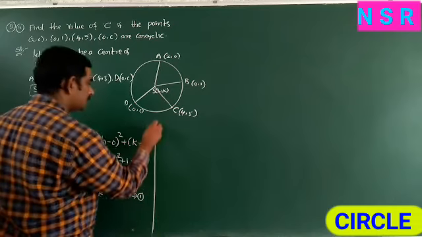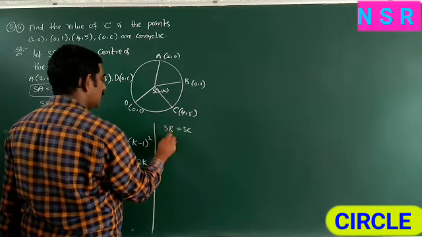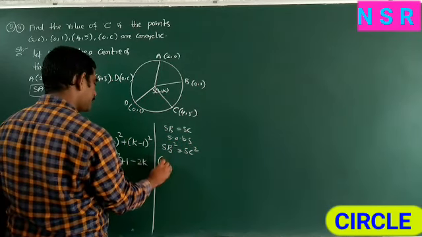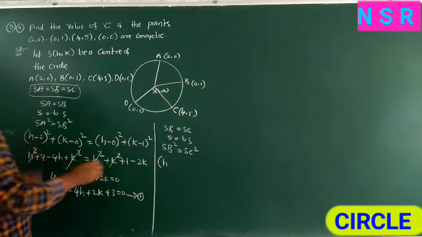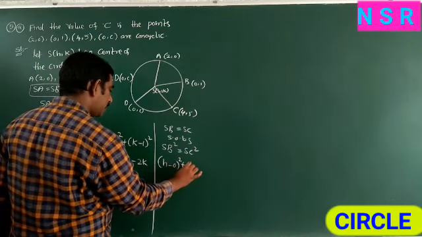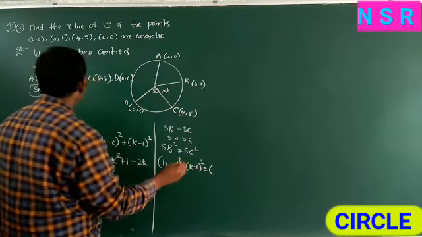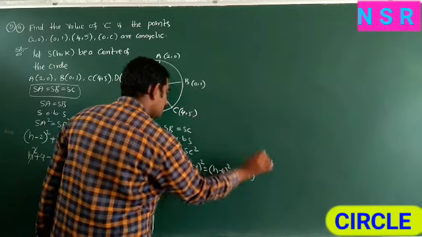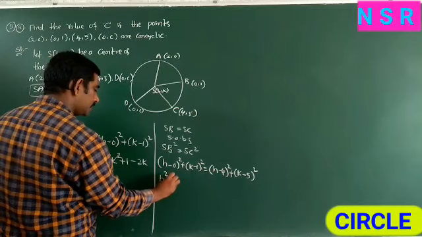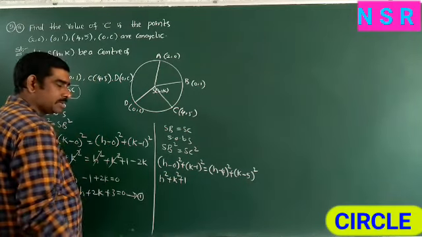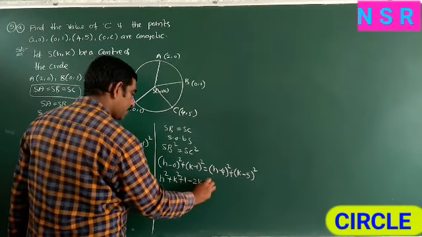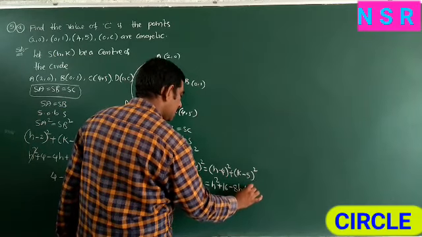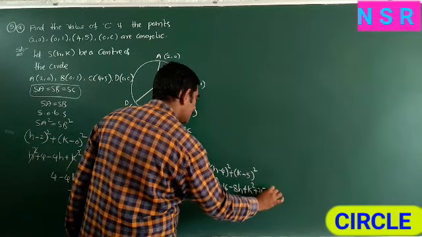Next consider SB is equal to SC. Again squaring on both sides, SB square is equal to SC square. Now apply the distance formula: (h minus 0) whole square plus (k minus 1) whole square is equal to (h minus 4) whole square plus (k minus 5) whole square. So h square, k square plus 1 minus 2k, h square plus 16 minus 8h, k square plus 25 minus 10k.